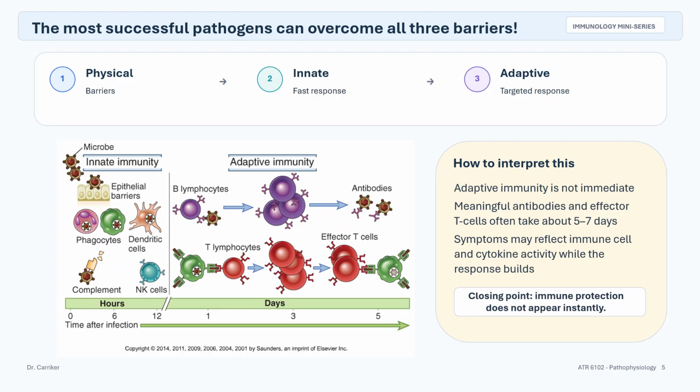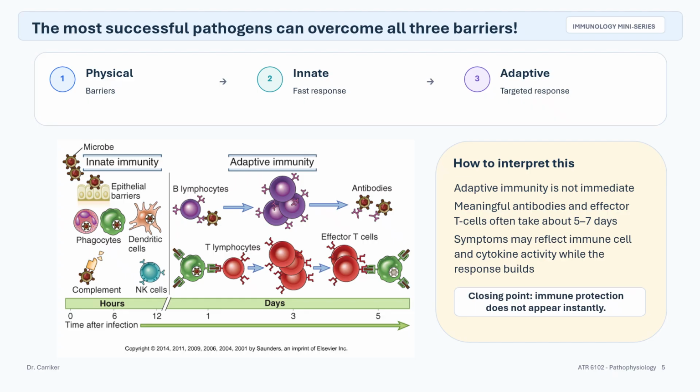I think this is a good summary figure because it reminds us that successful pathogens have to overcome three levels of defense: physical barriers, innate immunity, and adaptive immunity. So if a pathogen gets through only the first barrier, the body still has more layers available. If it manages to persist longer, the adaptive system continues to build a more targeted response.